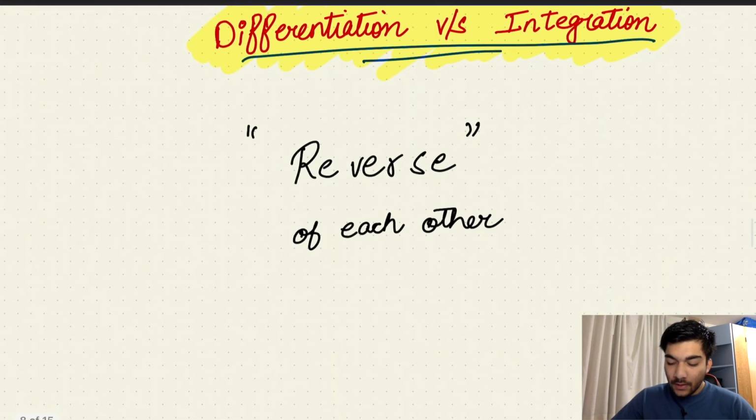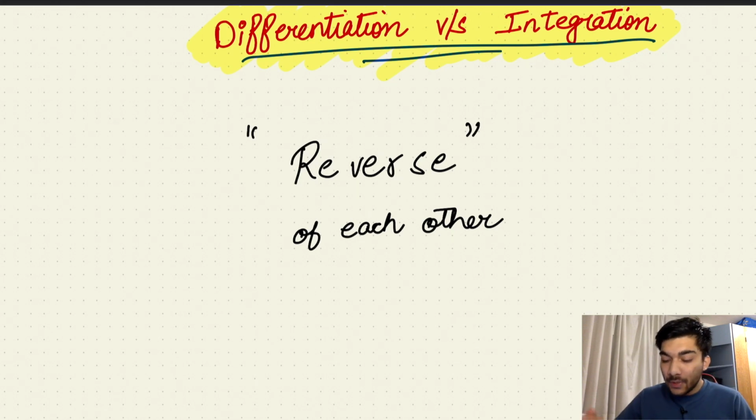So we'll start with differentiation versus integration. In math, or in general as well, differentiation and integration are considered to be the reverse processes of each other. So for example, if you want to integrate the first function, you'll have to come up with another function, the second function, for which if you differentiate that second function, you'll get the first function that you wanted to integrate.